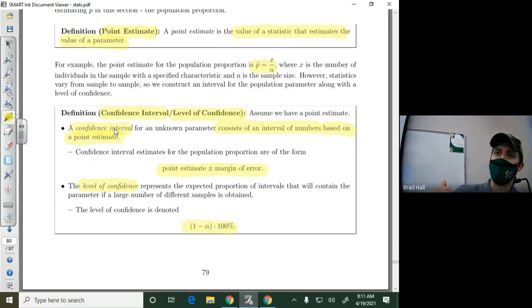But these are the general ideas, and none of this has anything to do with population proportion quite yet. This is just in general for estimation. So generally, we need a point estimate, a margin of error, and a level of confidence. And with those three things, we can do a lot. We can make a lot of assumptions about collections of samples.